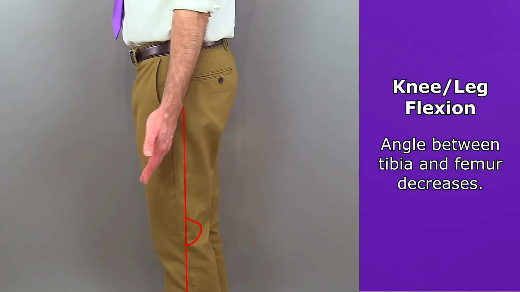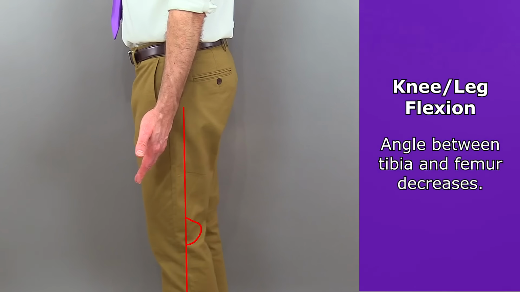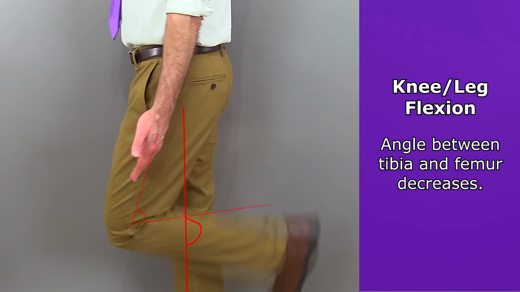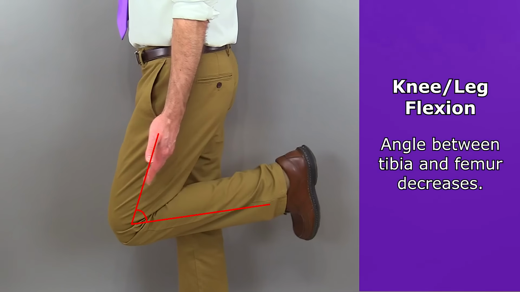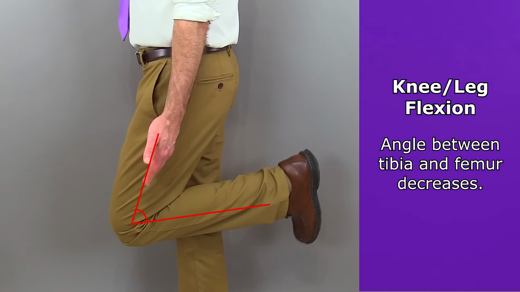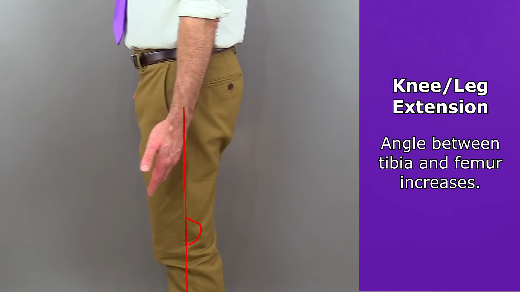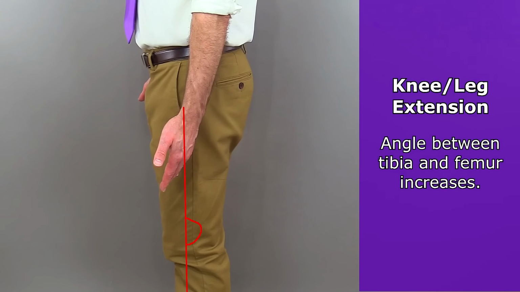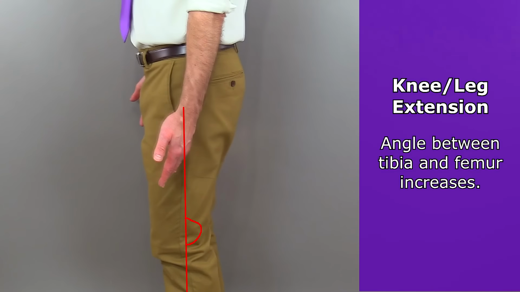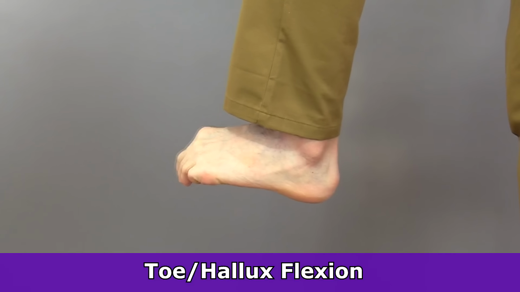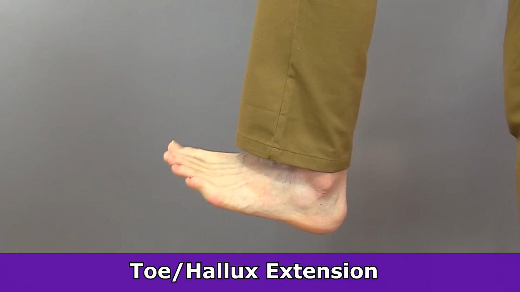Knee flexion, also called leg flexion, occurs when the tibia bone moves toward the femur, causing the angle to decrease between those two structures. Knee extension, or you could say leg extension, occurs as the angle between those leg bones increases, causing the leg to straighten. And just like the fingers, toe flexion and extension can also occur.